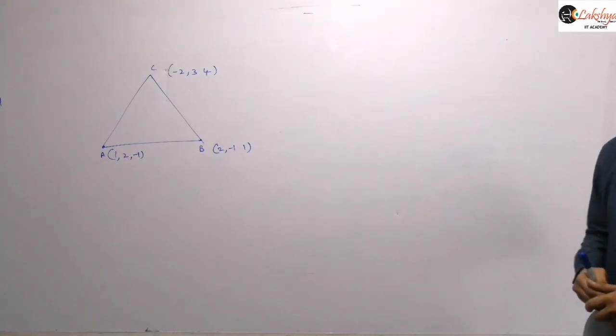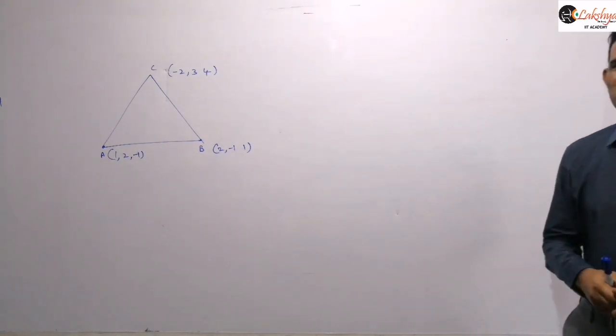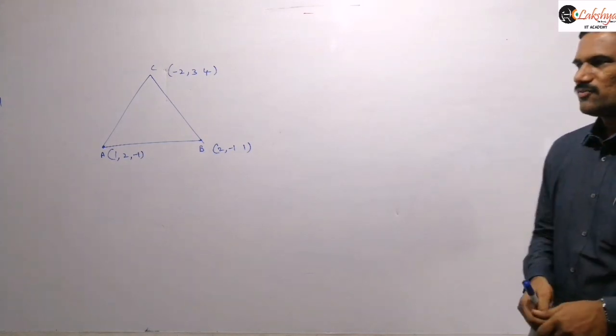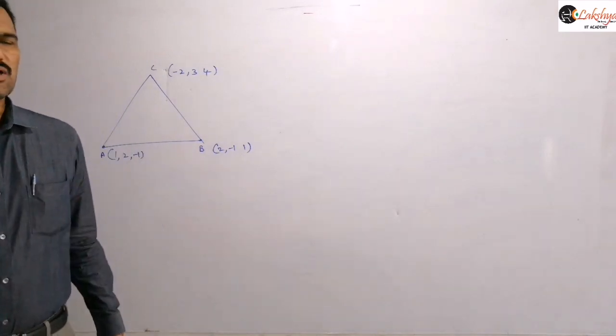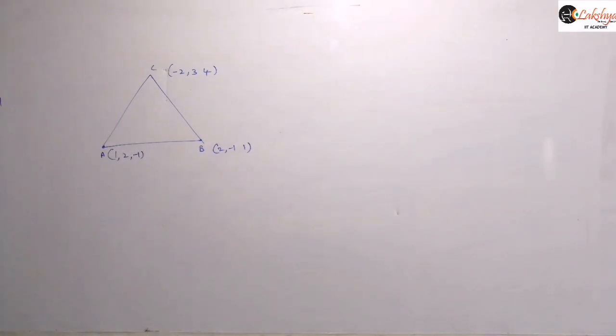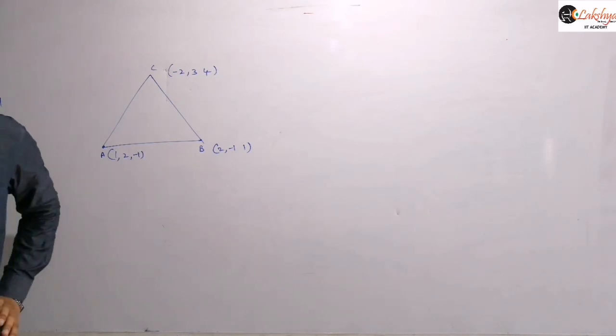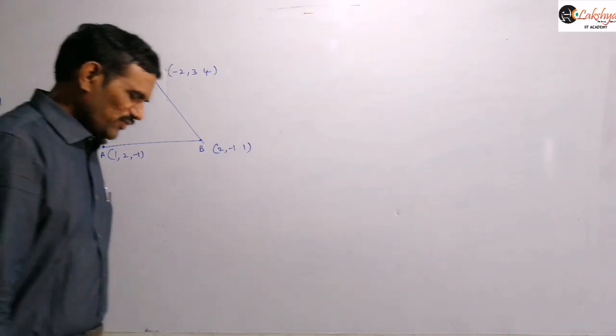So write that the three vertices of the triangle ABC are shown in the figure. Then find the area of the triangle.